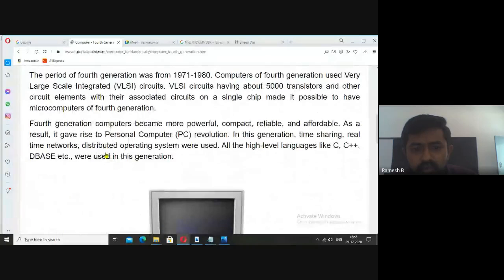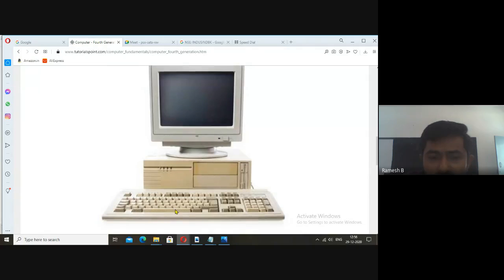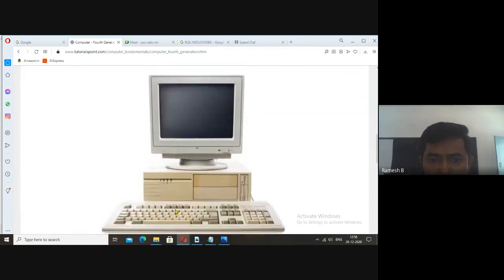See here, fourth generation computer. This is how the fourth generation computer looks. It has a monitor, it has a CPU, the middle part is the CPU, and this is the keyboard, a very big keyboard. Do you see the fourth generation computer?